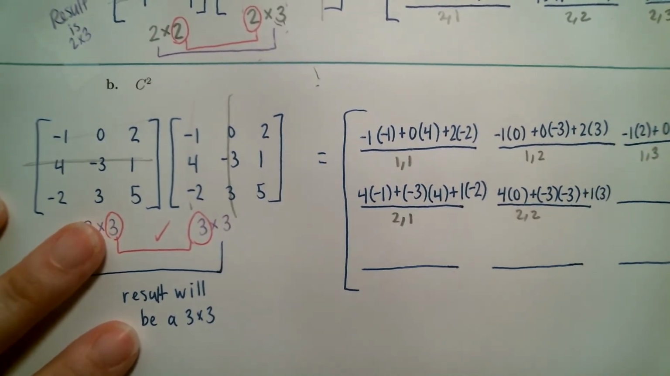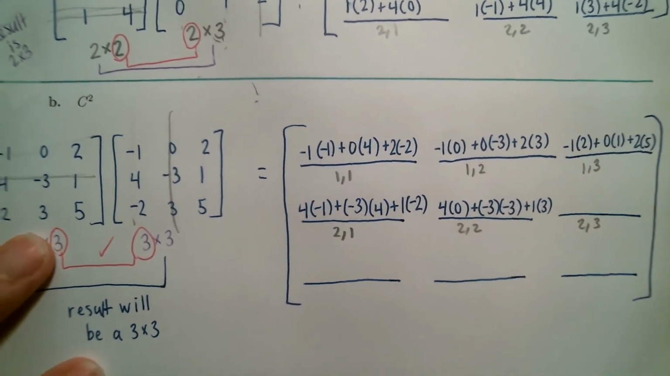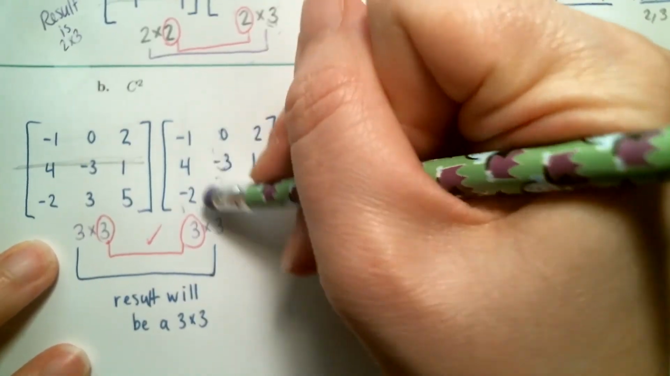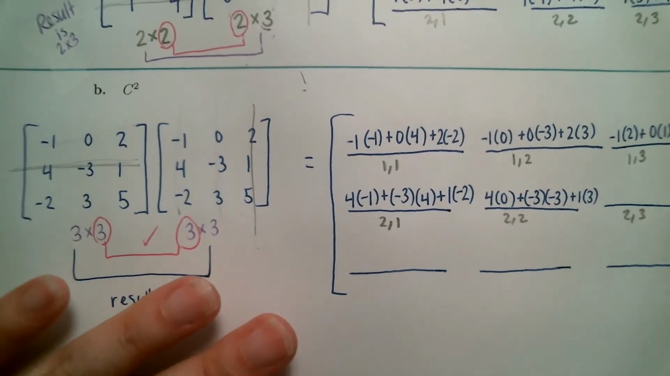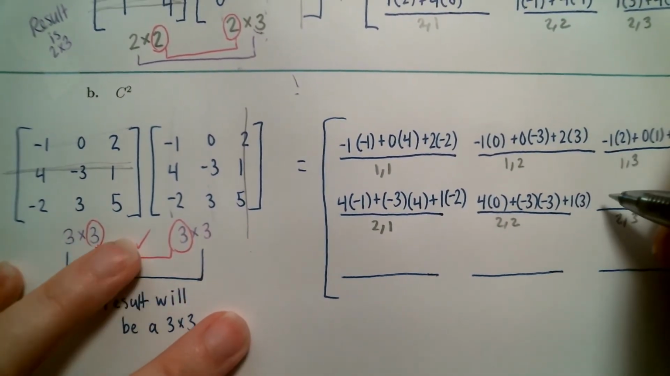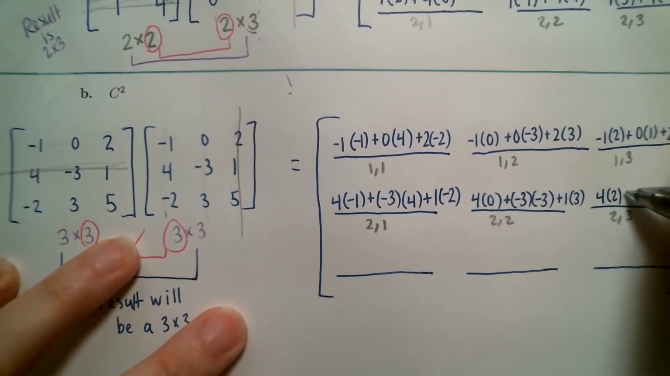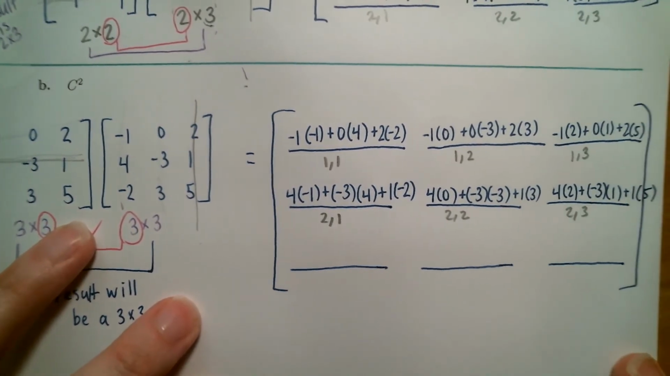Okay, all right, and then lastly, the second row, third column. So we're going to do the dot product of the second row and the third column. This is going to give us 4 times 2 plus negative 3 times 1 plus 1 times 5. Okay, so hopefully you can see that.